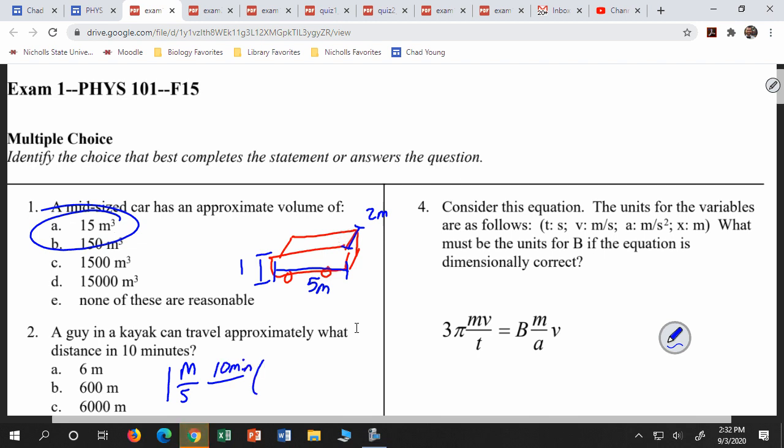I need to convert that 10 minutes into seconds. So in 1 minute, there are 60 seconds. And then all my units will cancel out, right? That goes with that, that goes with that, and I'll be left with meters, or 600 meters. So in 10 minutes, he can go approximately 600 meters.